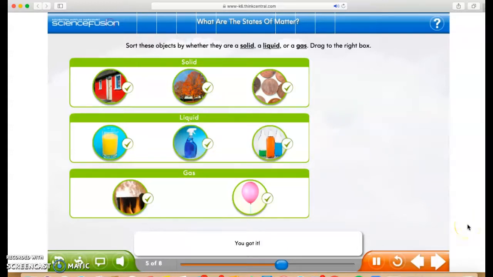You got it! A tree, a house, and a coin are all solids because they have a definite shape and volume. Juice, oil, and window cleaner are liquids. They take the shape of their containers, but they have a definite volume. And gases, like the helium inside this balloon or water vapor from a pot of boiling water, spread out to fill their containers because they do not have a definite shape or volume.